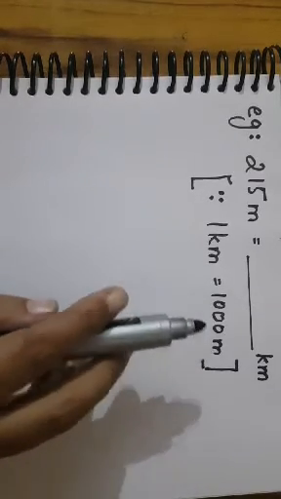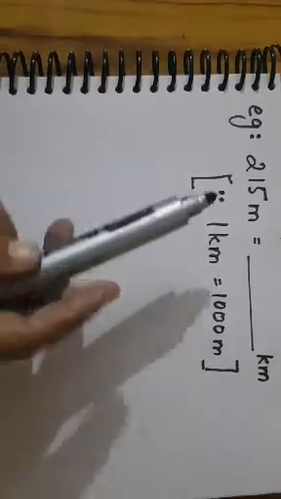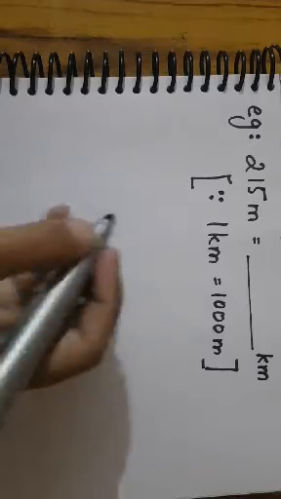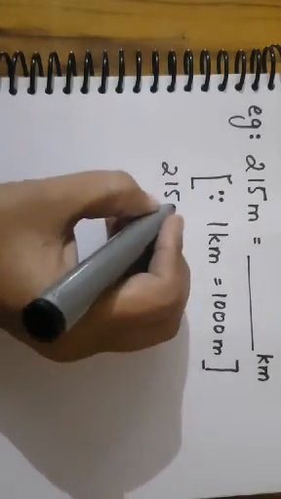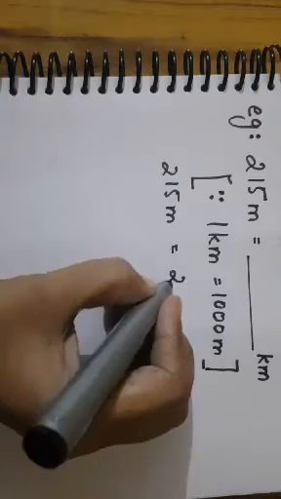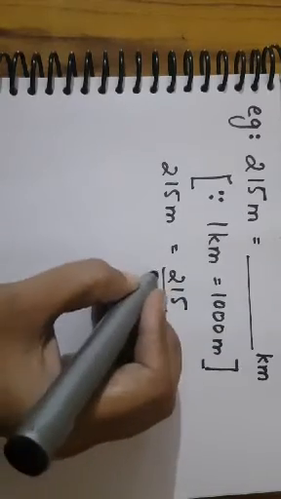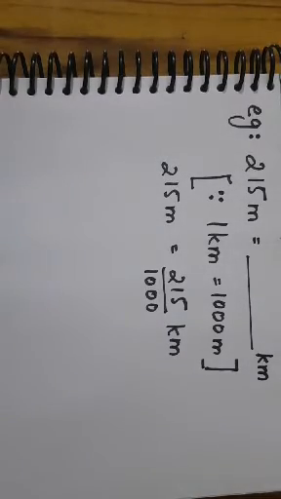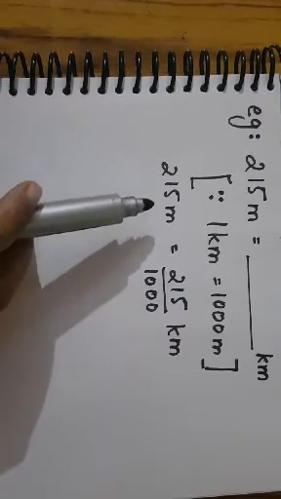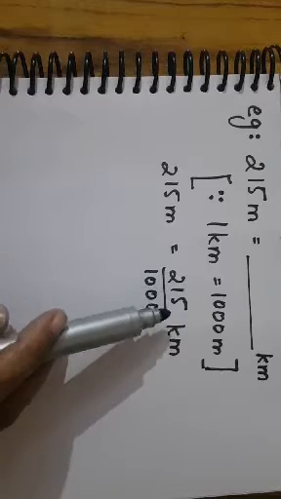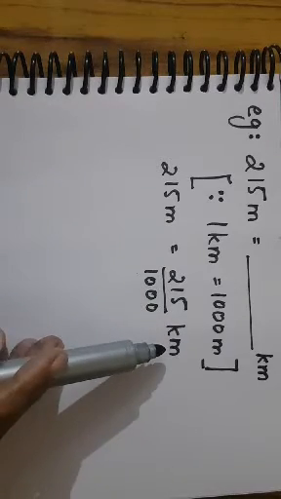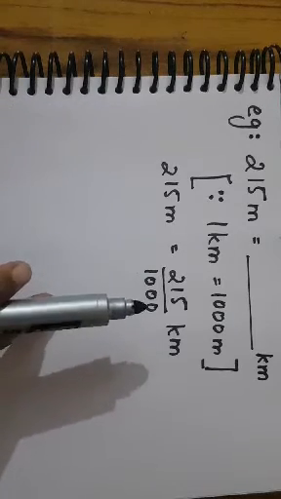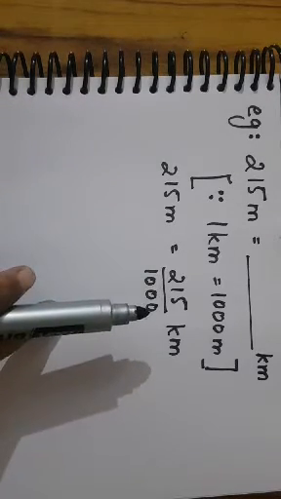अब हमें क्या करना है? Divide. So we'll divide this 215 by this 1000. Like 215 meter is equal to 215 upon 1000 kilometer. We are done with the conversion. हमने conversion कर दिया मीटर से किलोमीटर में, right?